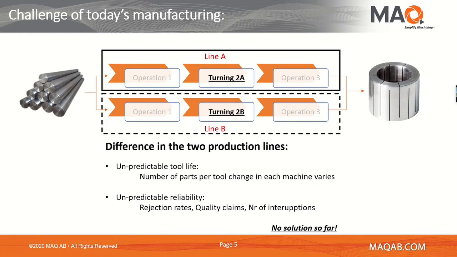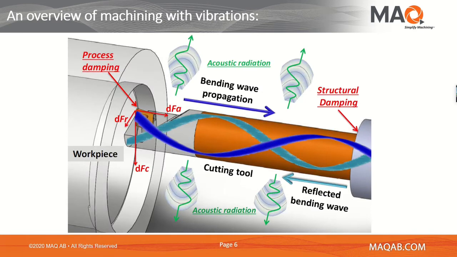So this I define as the challenge of today's manufacturing, which is unpredictable tool life and unpredictable reliability. And so far, there has been no solution in both academy and in actual production. This is actually associated with the dynamic property of machine structures, and this is why we have to spend so much effort into understanding the vibrations in machining process.